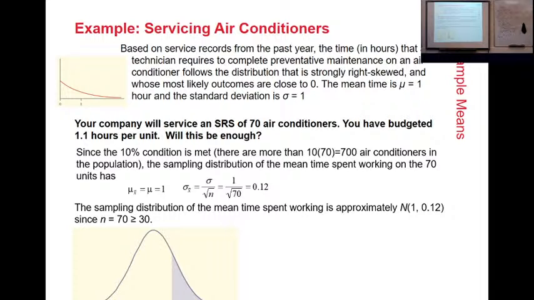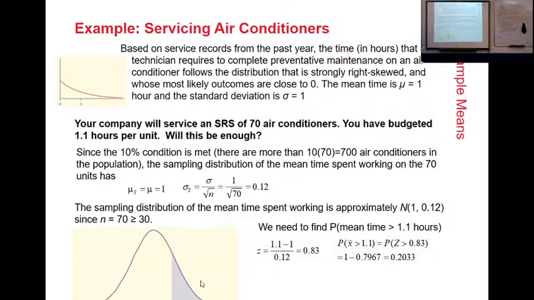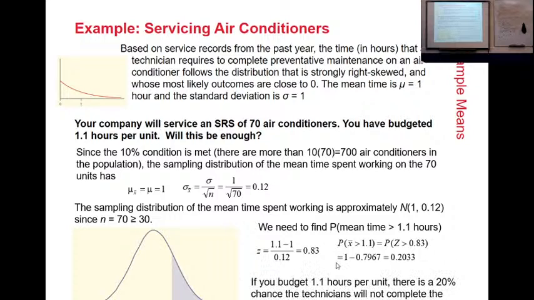And there's the area. This is the bad zone. This is the zone where we didn't budget enough time. You can do your normal CDF. If you want to compute your z-score, there's your z-score. Again, a little bit less than 1 is my z-score. 0.2033 is the percentage that is in the bad zone. About a 20% chance that the technicians will not complete the work within the budgeted time.